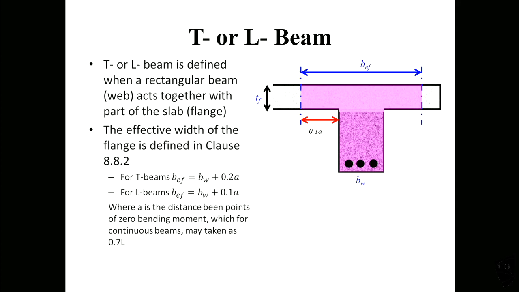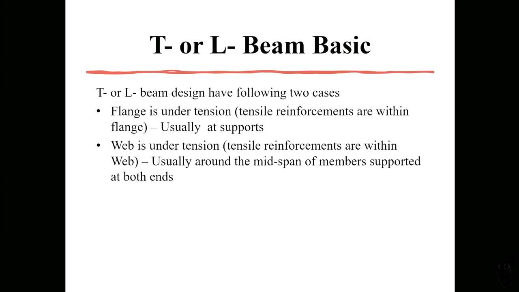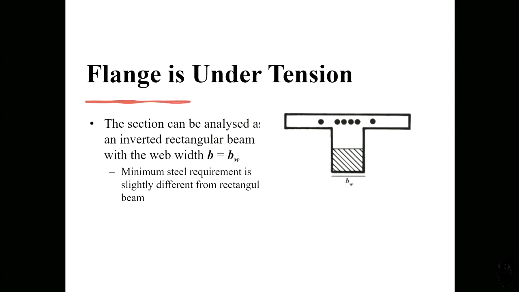The midspan moment is a sagging moment, so the midspan bottom part will be under tension. So we have two cases. Flange is under tension, so flange means the top part is under tension. That is normally at the supports. Or the web is under tension, so that is the bottom part under tension, at the midspan of the beam.